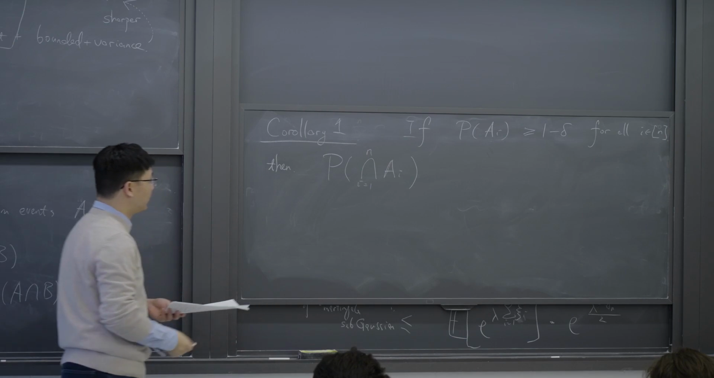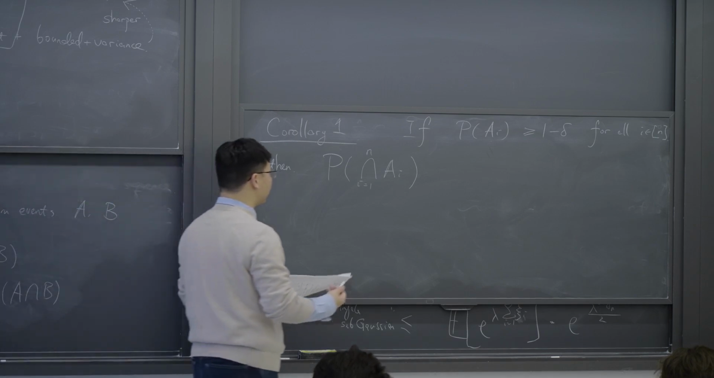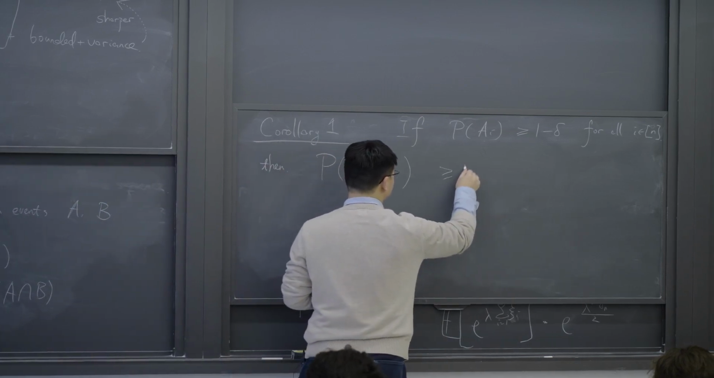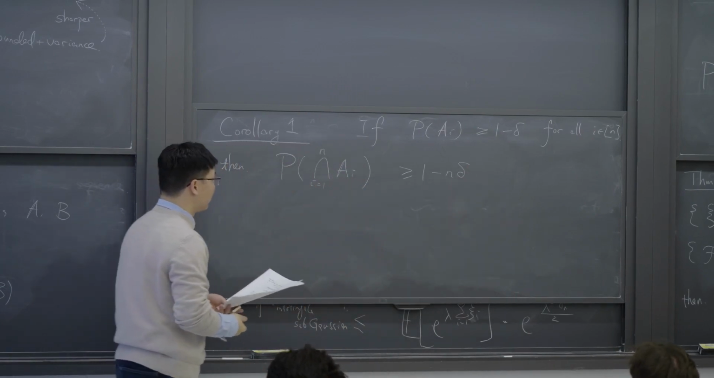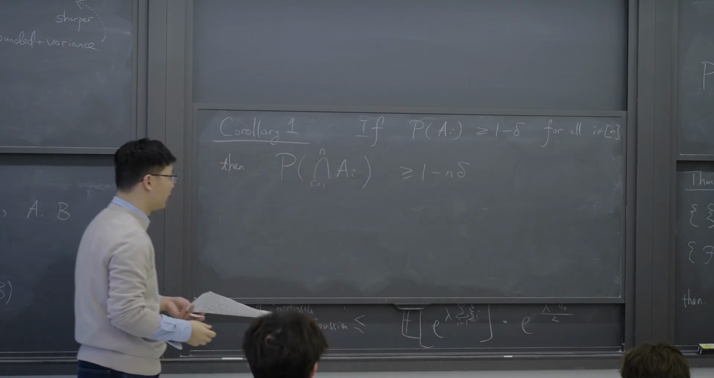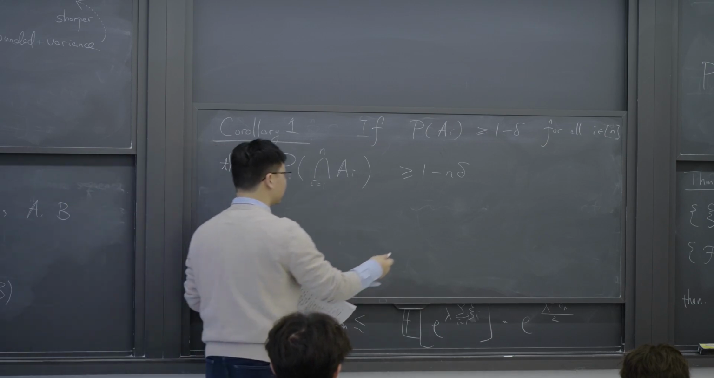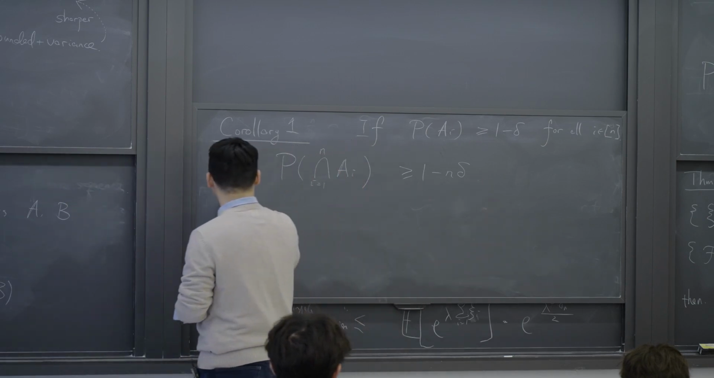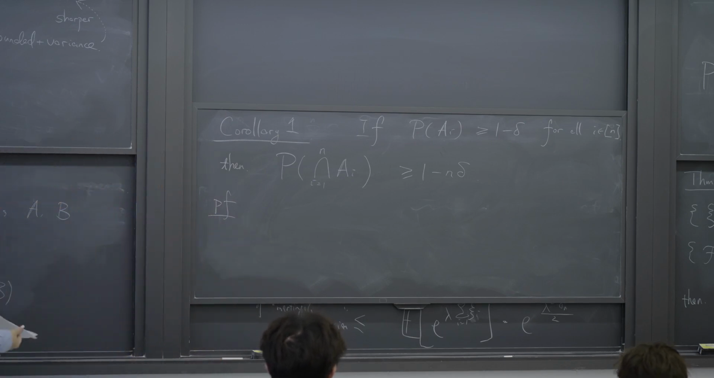Okay. So what is this probability? Like all the high probability events happen simultaneously. It turns out you can also prove this probability is greater or equal to 1 minus n delta. So essentially you pay an n factor here. n is the number of events you're taking its intersection over. And this corollary is actually a direct corollary of this union bound.